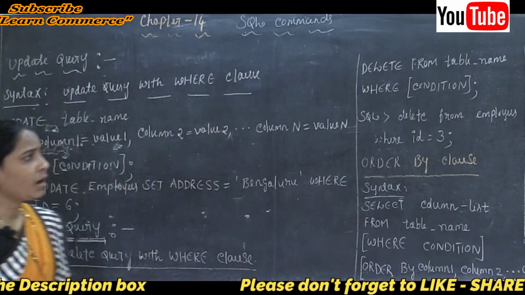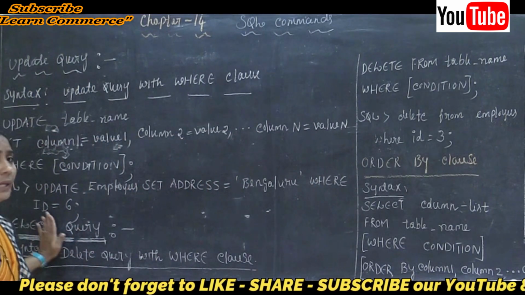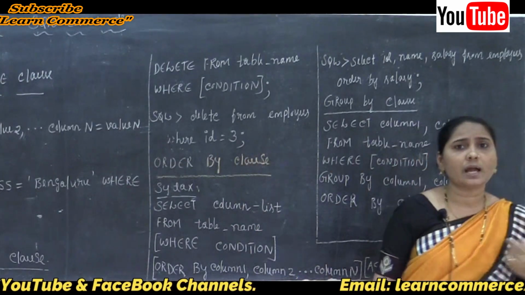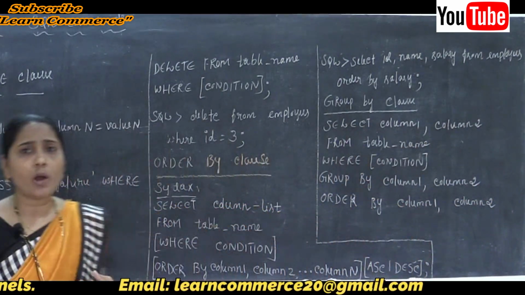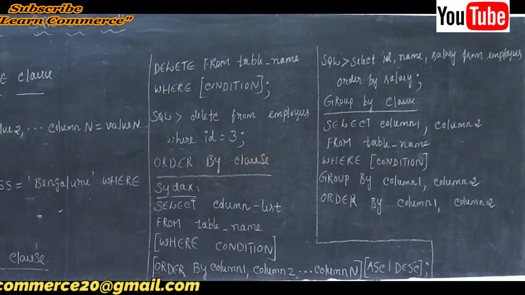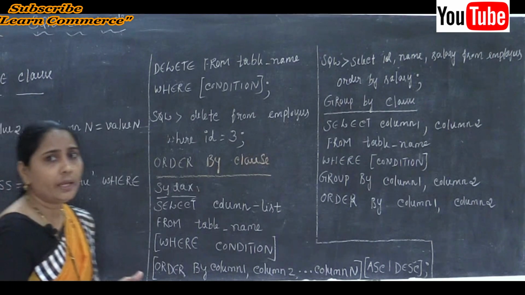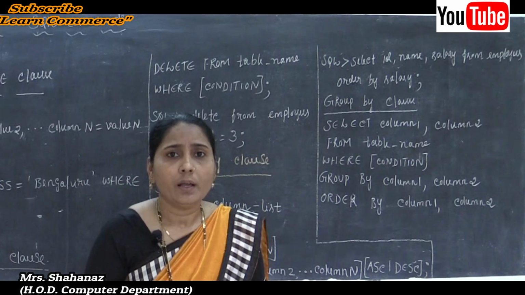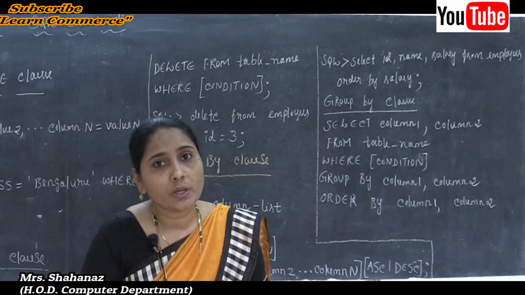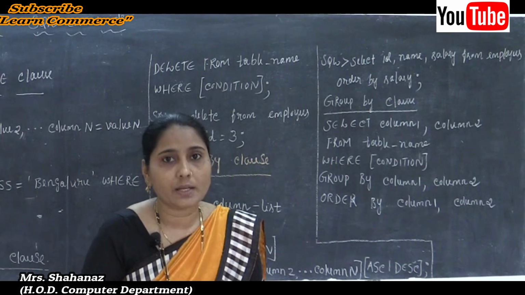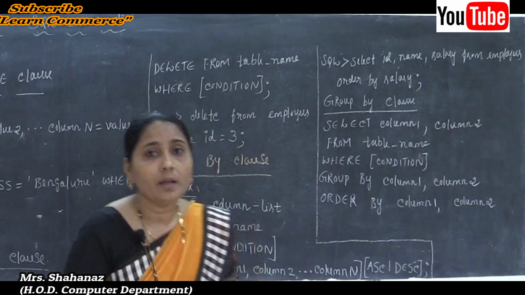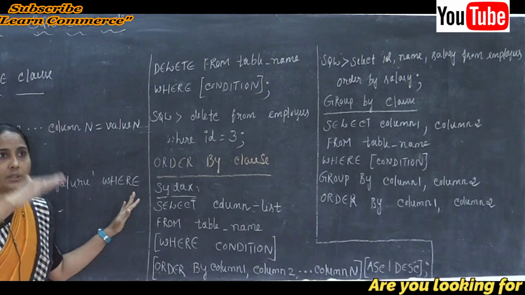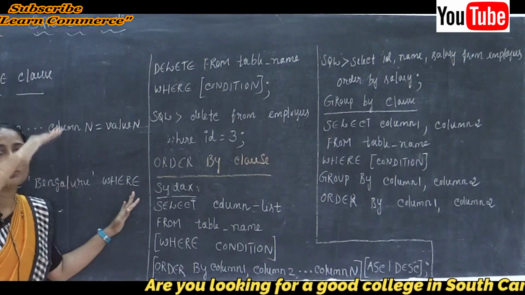And after our update query and delete query, the next very important concept is the order by clause and also the group by clause. So what do you mean by an order by clause? Order means the data is going to be arranged in a particular order, that is called the order by clause. Or we can say the order by clause is used to sort or arrange the data in ascending or descending order. Ascending means 1, 2, 3, 4. Descending, 4, 3, 2, 1.